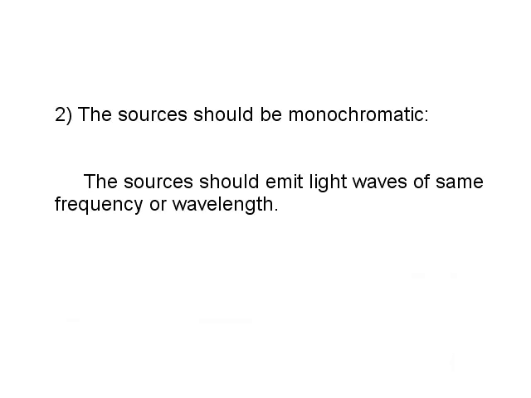The second condition is the sources should be monochromatic. Mono means one, chroma means color. That means the sources should emit light waves of same frequency or wavelength. It is essential for a steady, well-defined and regular interference pattern. If this condition is not satisfied, a multicolored pattern can be obtained. As color of light is decided by wavelength of the wave, it can be said that the sources should emit light of equal wavelength.